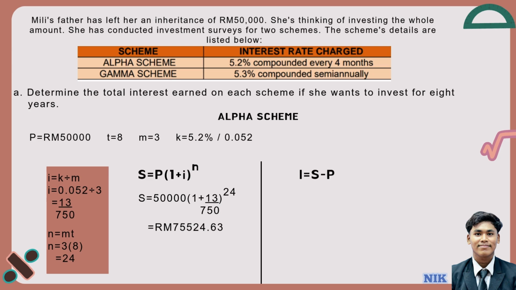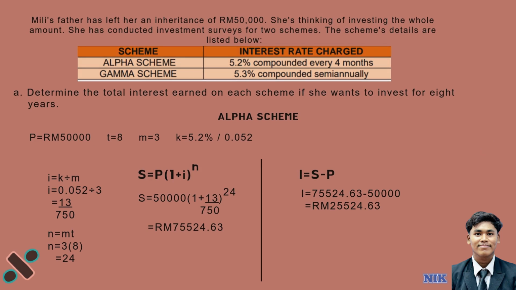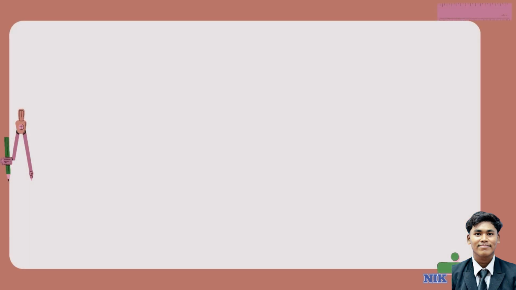So, we can find interest earned using this formula. Capital I equal to 75,524 ringgit 63 cent minus 50,000 ringgit and get 25,524 ringgit 63 cent. Move to second scheme, which is gamma scheme.